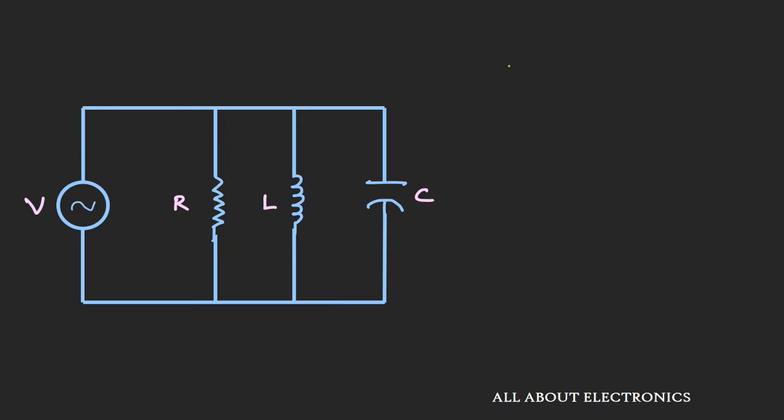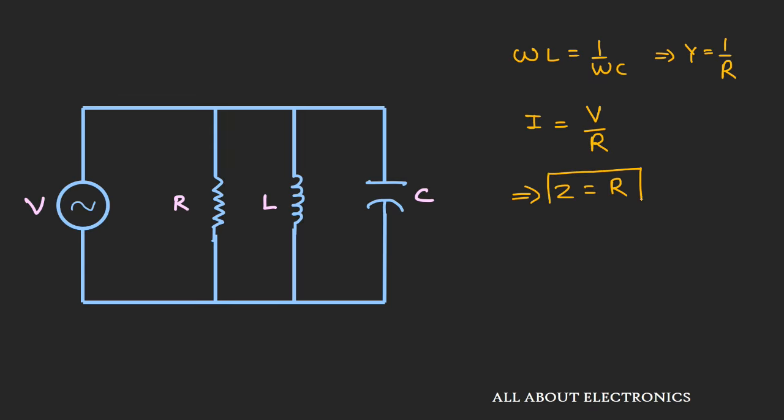So when omega L is equal to 1 over omega C, then the value of Y is nothing but 1 over R, and we get a value of current I as V over R. So at resonant frequency, the value of admittance is minimum, hence the value of impedance is maximum, and this maximum value of impedance is nothing but the resistor R. So this condition, omega L is equal to 1 over omega C, is known as the resonant condition.